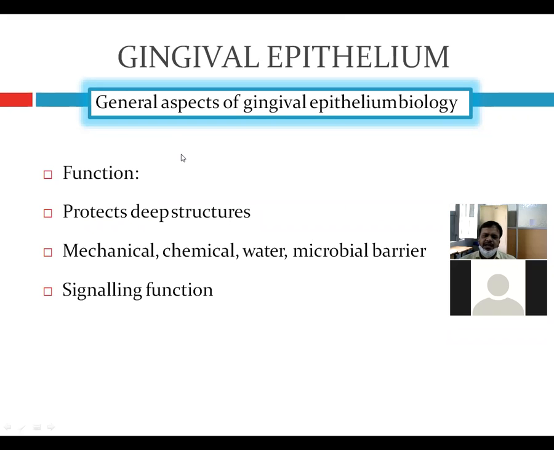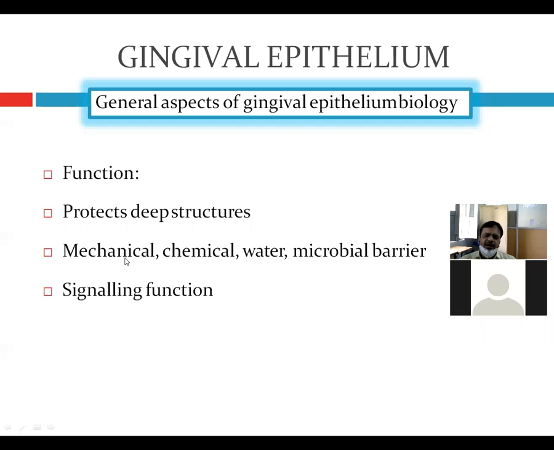So keratinocytes are considered as the principal cell of your gingival epithelium. So what are the functions of gingival epithelium? It protects the deeper structures, that is, whatever structures are present, for example, alveolar bone. These structures usually are protected by your gingival epithelium and it also protects your gingival connective tissue.